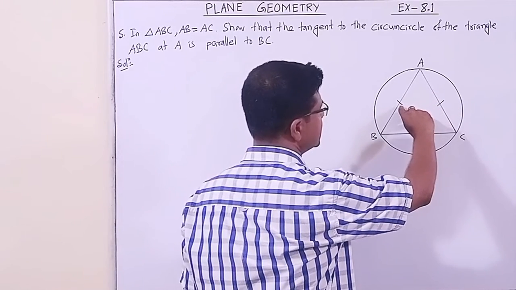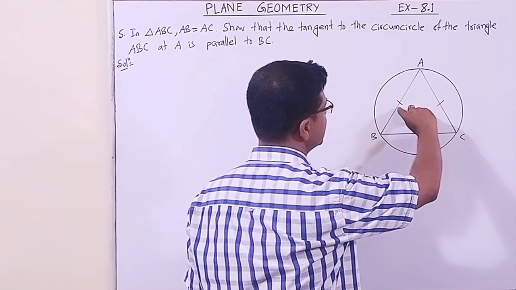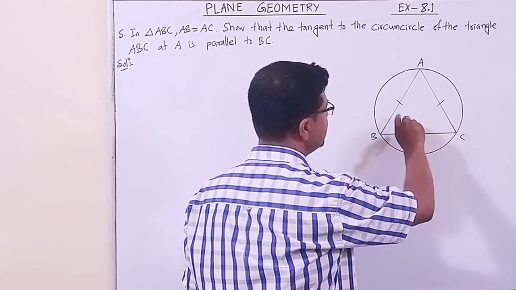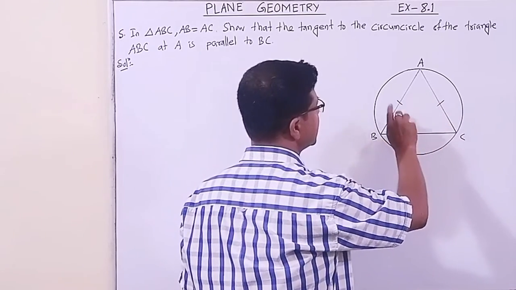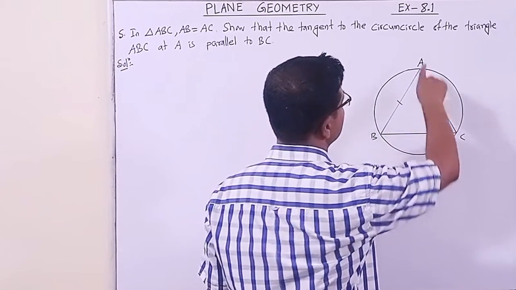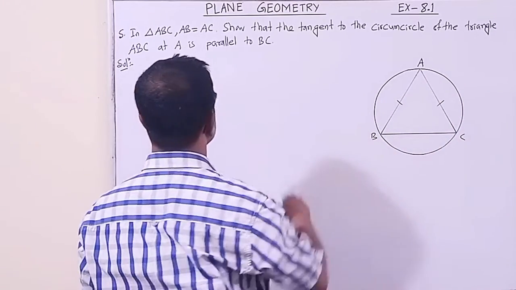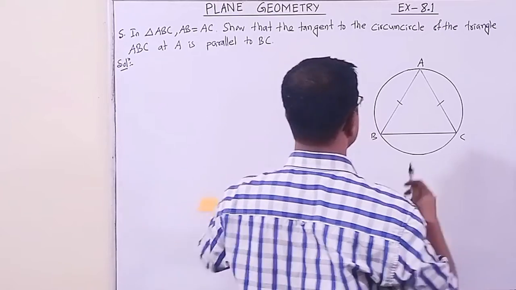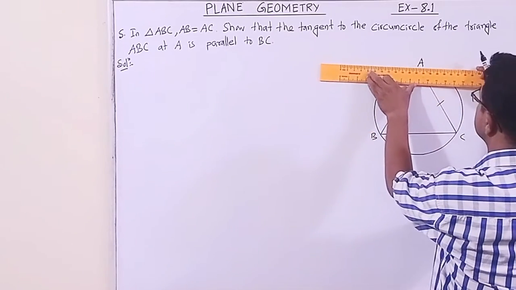that will just touch all the three sides. It will be in the interior of the triangle, that is the incircle. Okay, let us come to the point. This circumcircle of the triangle ABC at A. We have to draw a tangent at the point A. Let us draw a tangent here.